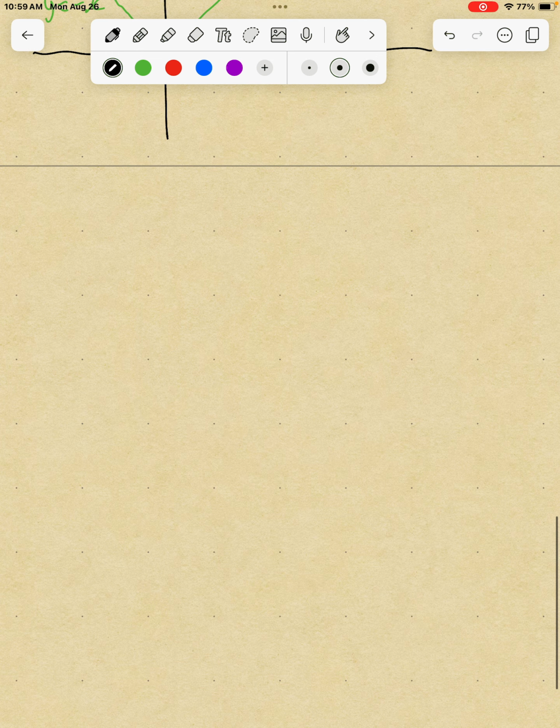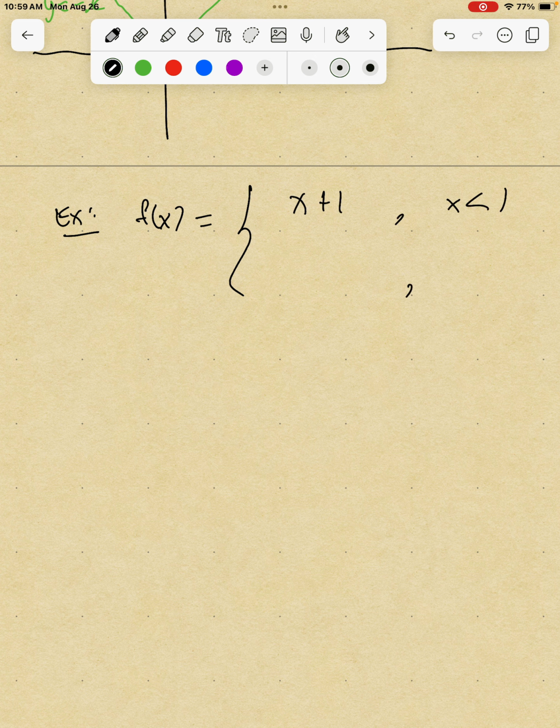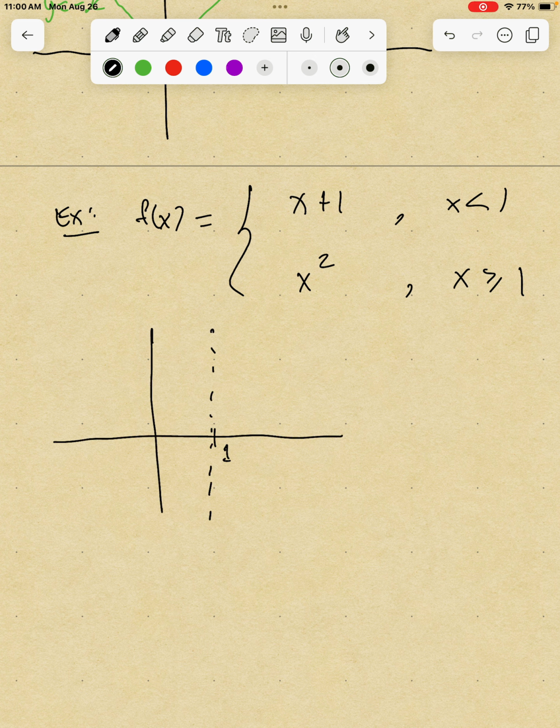Let's look at some more examples. Let's say you had a more complicated example, like x plus 1 if x is less than 1, and when x is bigger than or equal to 1, it's x squared. How do we graph this? Well, it's one thing on the left of 1, and another thing to the right of 1. Here's x equals 1. I'm going to have one graph to the left of the line x equals 1, and another graph to the right. Together, that's going to make the graph of f.